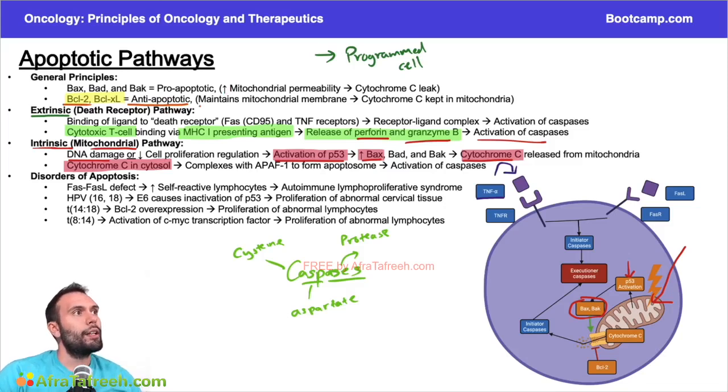How does it do that? Well, it keeps the mitochondrial membrane really strong. So we're keeping the cytochrome C in the mitochondria. That's why you see this inhibitory sign here. So BCL2 keeps this membrane nice and strong so that this cell does not undergo apoptosis.